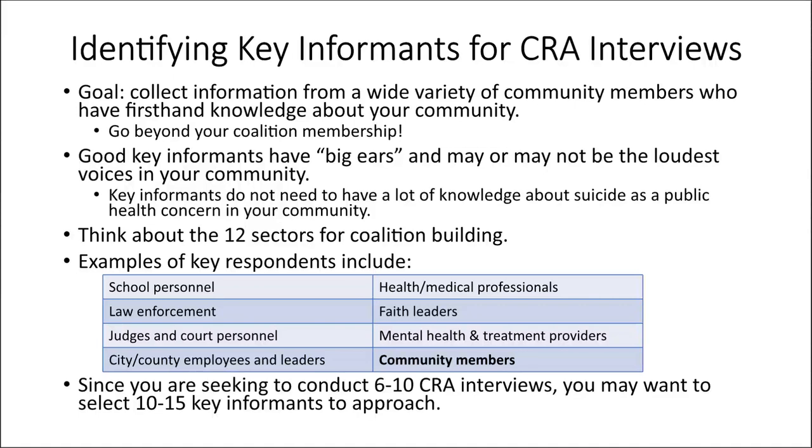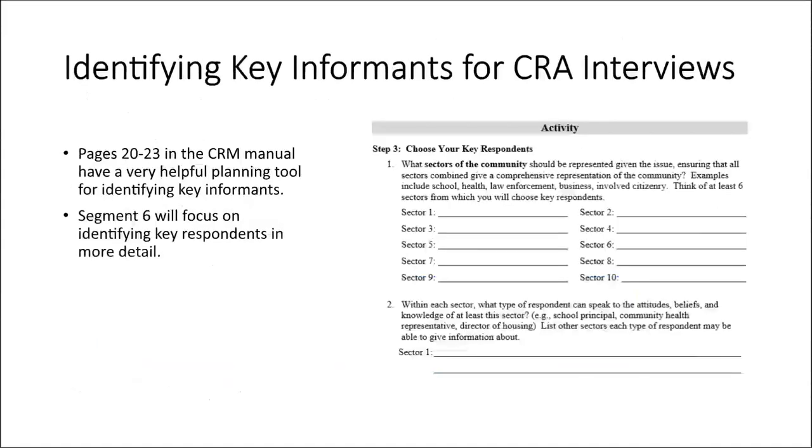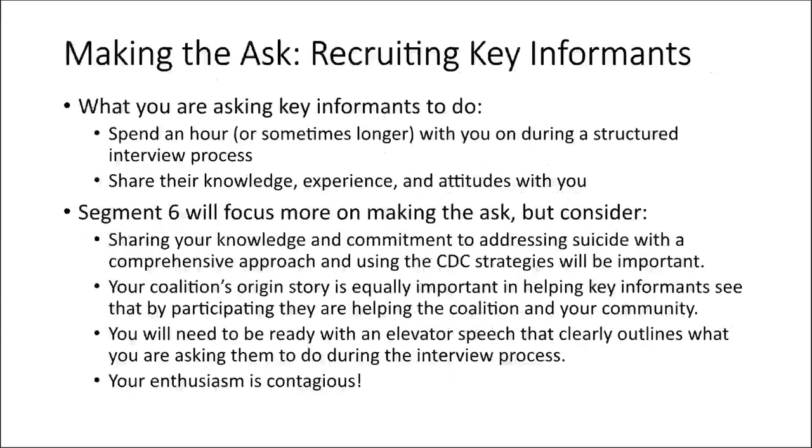You can think also about the 12 sectors for coalition building. And ideally, you're going to want to try to conduct 6 to 10 CRA interviews. And that probably means that you need to identify and select 10 to 15 key informants to approach. As you go through this process, pages 20 to 23 in the Triethnic Community Readiness Model Manual has a very helpful planning tool for identifying key informants. And segment 6 is going to focus on this process in a lot more detail.